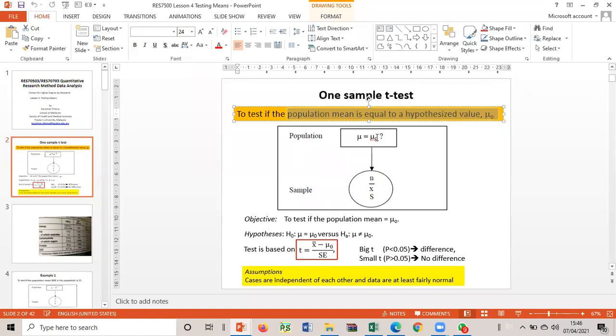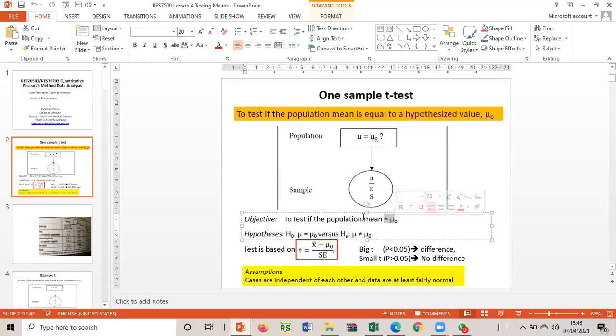So from the population, we take a sample of size n, x bar is the mean, s is the standard deviation. Using these values, which we discussed last week, where is it centered, how is it spread? These are the descriptives. And you want to test whether the mean is a certain value. Now just look at the formula.